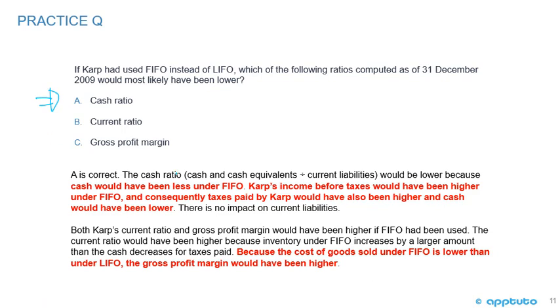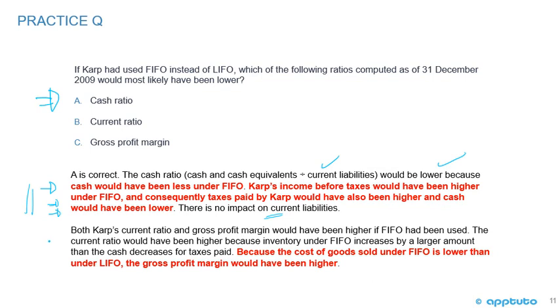So let's read why. The cash ratio, cash and cash equivalents divided by current liabilities, would have been lower because cash would have been less under FIFO. CARP's income before taxes would have been higher under FIFO, and consequently taxes paid by CARP would also have been higher, and cash would have been lower. So I put that in bold and in red. It goes back to the impact of taxes on cash flow. There's no impact on the current liabilities.